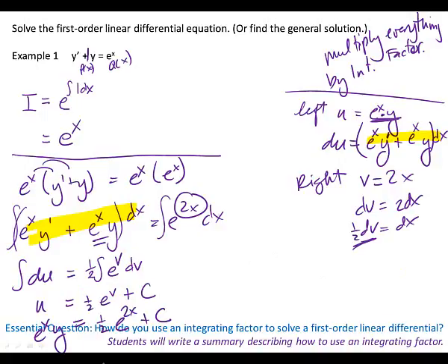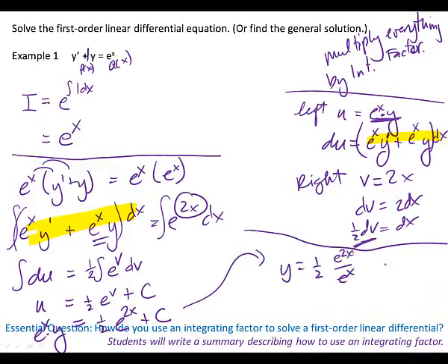Okay. Now what I've got to do is get the y by itself, so I've got to divide everything by e to the x. I'm going to come over here and do that. So I've got y equals 1/2 e to the 2x divided by e to the x plus c divided by e to the x. So I took this guy here and I divided it on both sides.